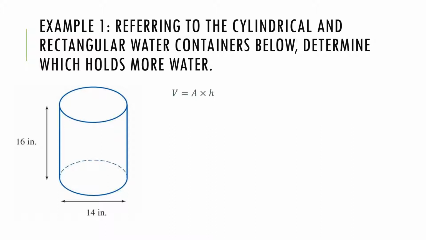Now the area part is pretty simple. You're just going to look at the bottom of the shape, and that's going to tell you which of your area formulas to use from section 8.1. The bottom of this shape is a circle, so we're going to use the area formula for a circle. The area of a circle is pi r squared, so pi times the radius squared. So that's volume equals pi times r squared times the height.